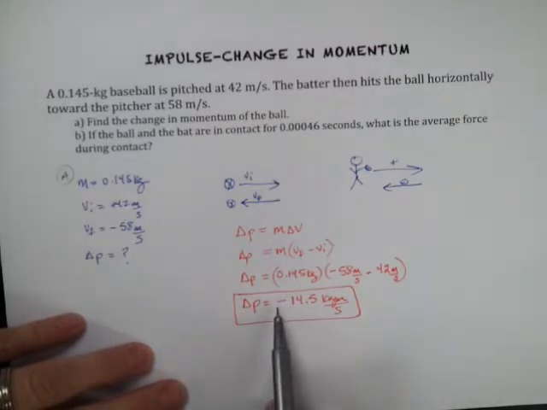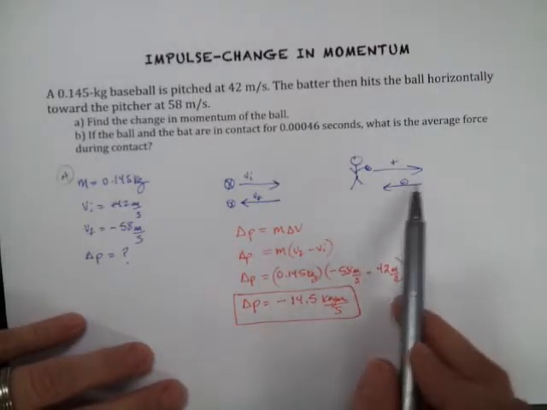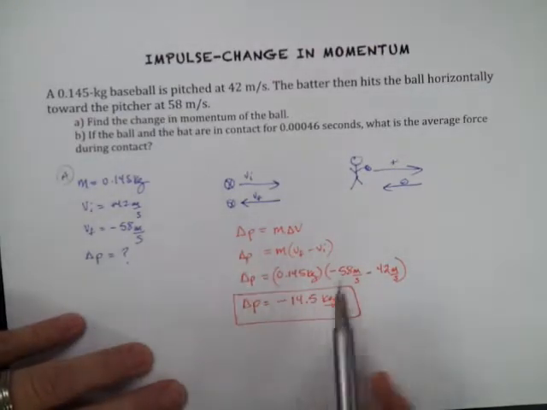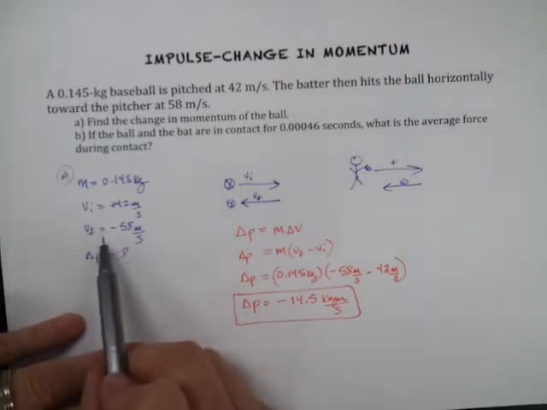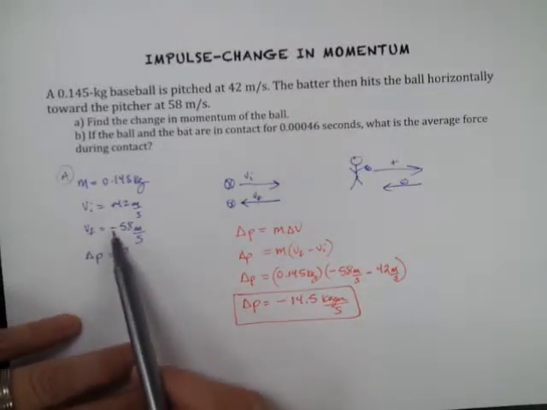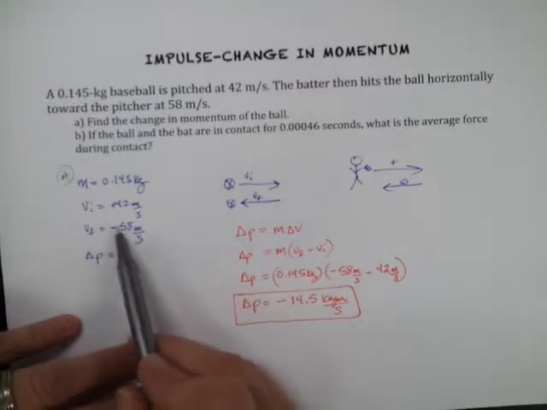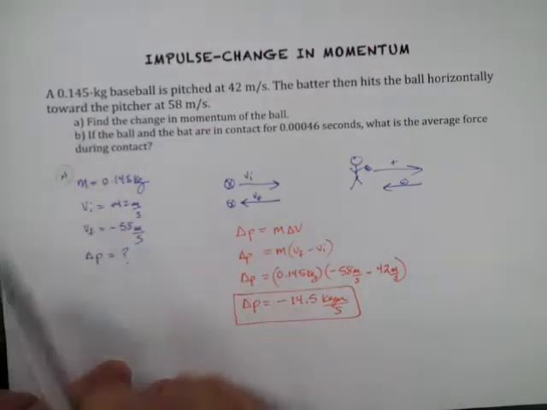And it changes more in favor of the negative direction because it comes off the baseball bat with a greater velocity. So you have a greater shift towards that negative direction as we have it defined. Okay, that's why that's a negative. If you defined it the other way, this was positive, this was negative, you'd get a positive 14.5. Okay, because your greater difference would be in the positive direction. So that is A.